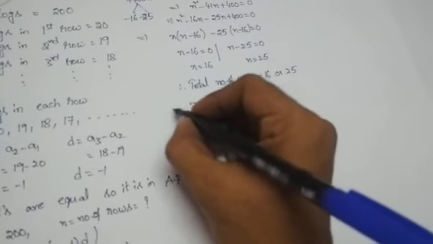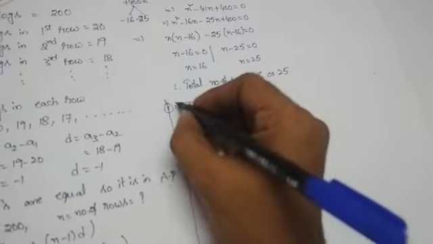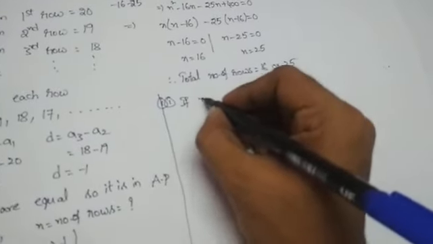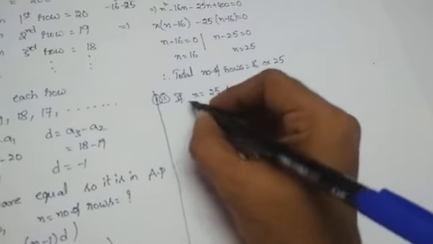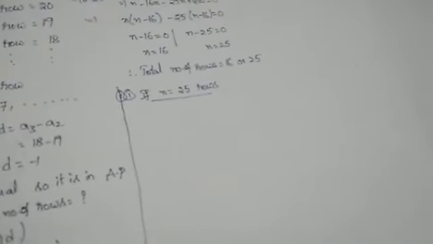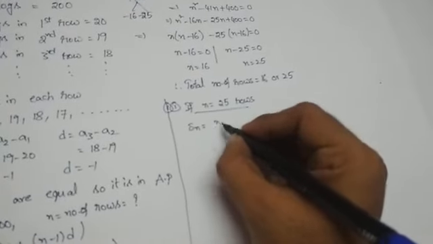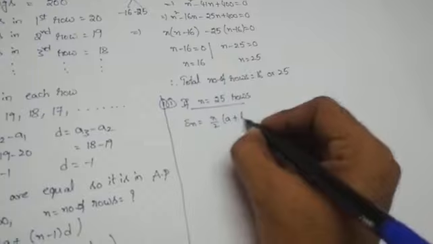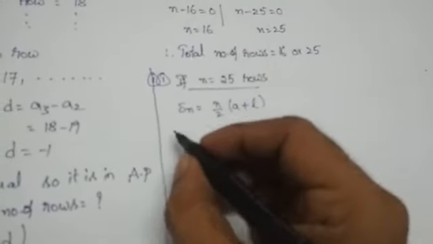If case 1, first case, I'll make a margin here. First case, I'll write, if n is equal to 25 rows, then we have one formula. What is that? Sn is equal to n by 2 into a plus l. Here l means number of logs in last row. We have n value, we'll substitute.